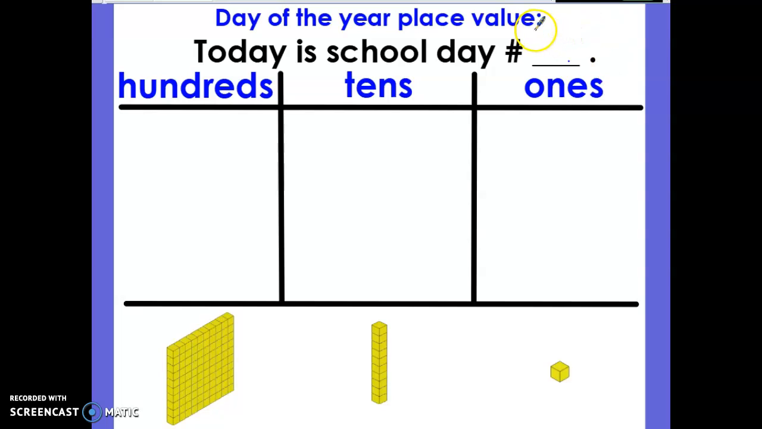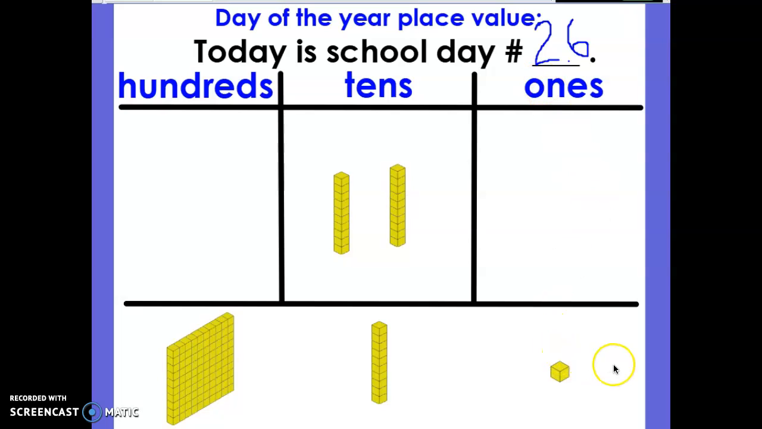So let's make that number 26 with our base 10 blocks. So I'm going to need how many 10s? If I have a 2 in the tens place, I'm going to need how many 10s? Right, I'm going to need 2.